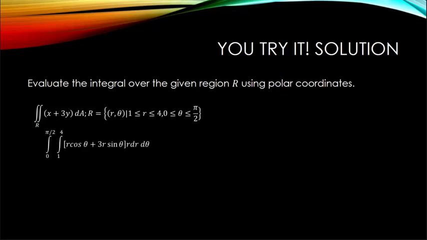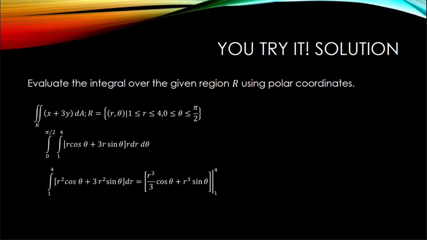My iterated integral becomes the integral from 0 to pi halves of the integral from 1 to 4 of the quantity r cosine theta plus 3r sine theta r dr d theta, where I've used x is equal to r cosine theta and y is equal to r sine theta to write my integrand in polar coordinates.